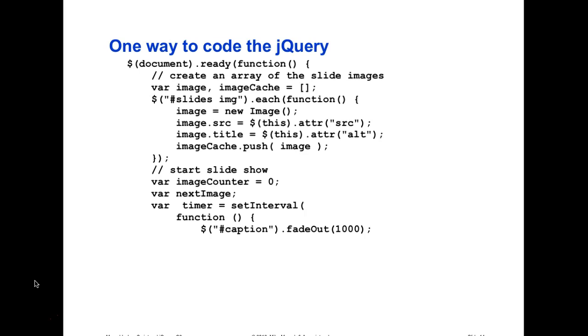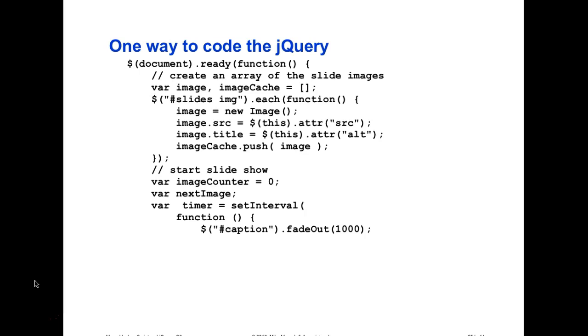So here we have a document ready. This is going to be very similar to what we looked at when we were looking at the same application in just the past couple of weeks. An array of images and a way to load images, so we had an image cache. So the var image itself is not an array, let me be clear on that. And we're doing that each loop with jQuery.